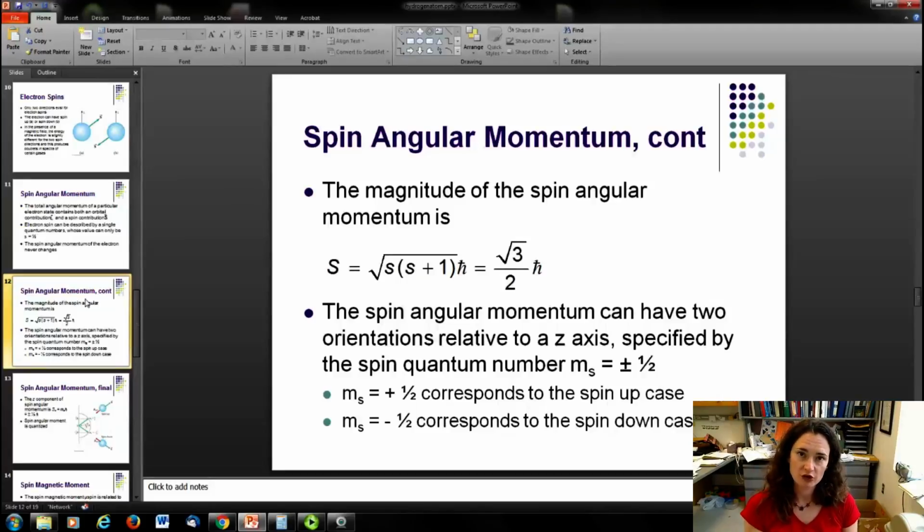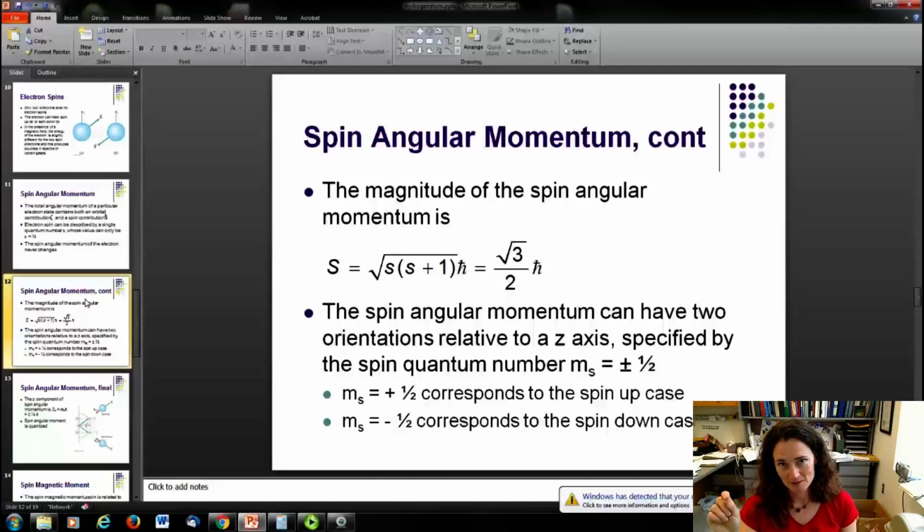So for the magnitude of the spin angular momentum, we're going to use the same form that we used for the total angular momentum in the orbit. Remember that the magnitude of big L was equal to the square root of little l times l plus 1 times h bar. The form for the magnitude of the spin angular momentum is the same, but it's the square root of little s times s plus 1 times h bar. And this gives it a total magnitude that is constant for every electron, and it's √3/2 h bar.